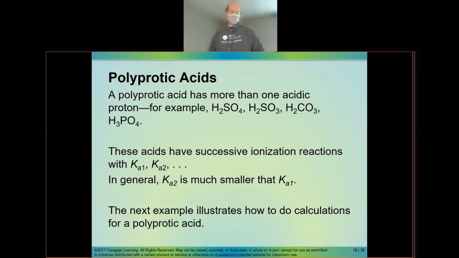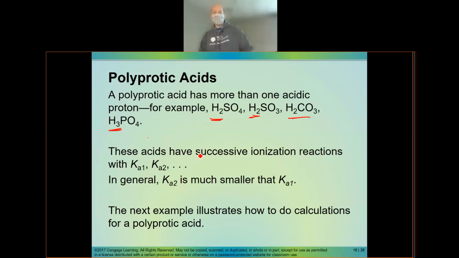All right, so polyprotic acids. Polyprotic means that we have more than one acidic hydrogen. A lot of these are diprotic, meaning 2 hydrogens. Phosphoric acid is triprotic. It has 3 acidic hydrogens. And as we showed in the list of your Ka values, Ka1 is going to be larger than Ka2, which is going to be larger than Ka3.